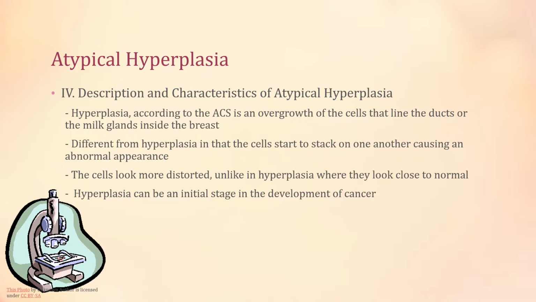Hyperplasia, according to the American Cancer Society, is an overgrowth of the cells that line the ducts or the milk glands inside the breast. Atypical hyperplasia is different from hyperplasia in that the cells start to stack on one another, causing an abnormal appearance. The cells look more distorted, unlike in hyperplasia where they look close to normal. Hyperplasia can be an initial stage in the development of cancer. Although not all patients with atypical hyperplasia will develop cancer, they are at a higher risk.